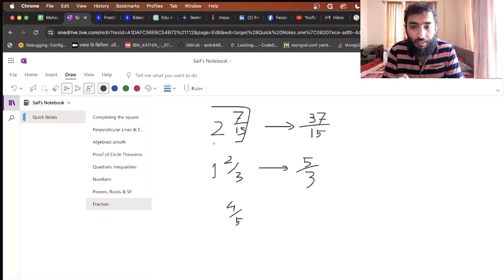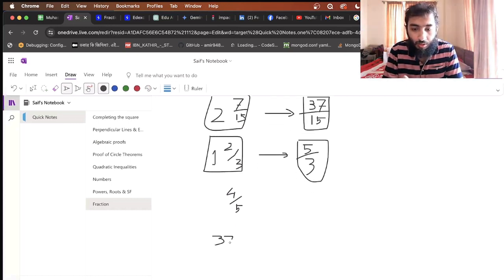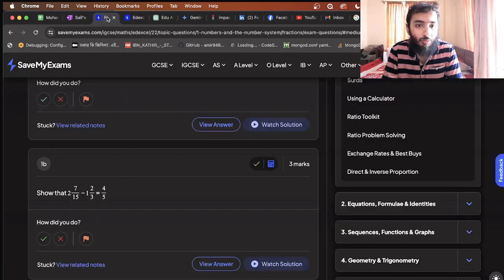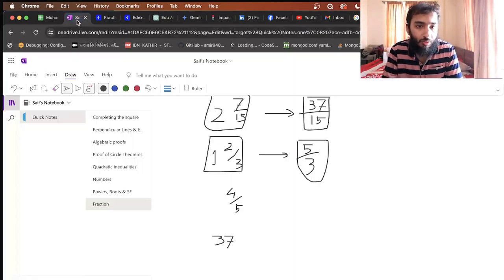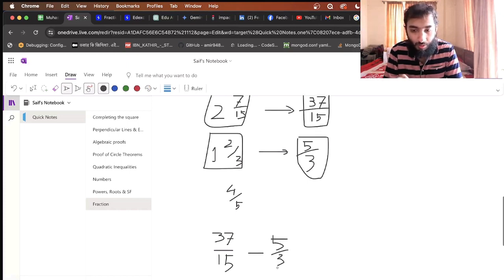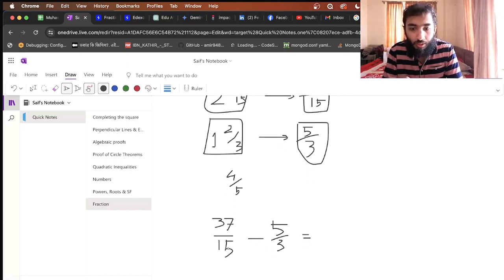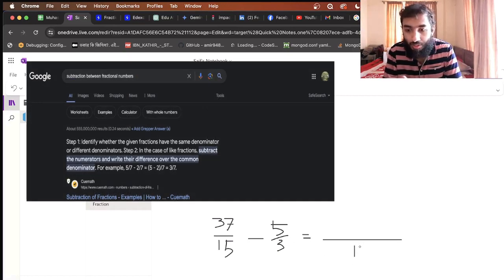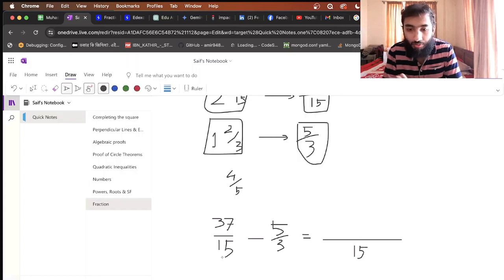So if I combine the original form with the original form, we get what? Sorry, the question asks for subtraction. So if I subtract 5/3 from 37/15, we get what? For 15 and 3, we can use the bigger denominator, because 15 can be divided by 3 as well. So if I use 15, we get what?